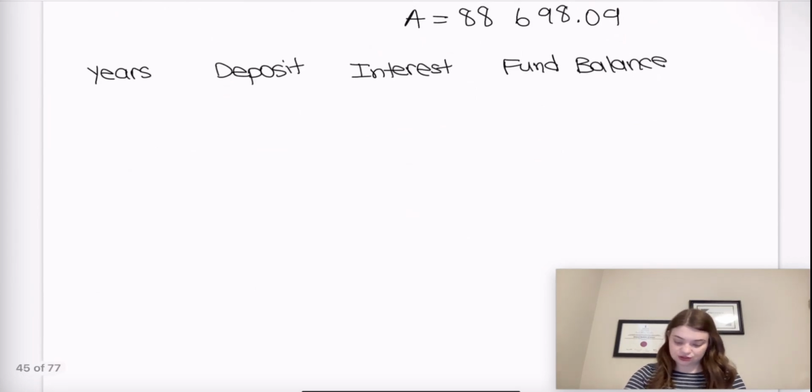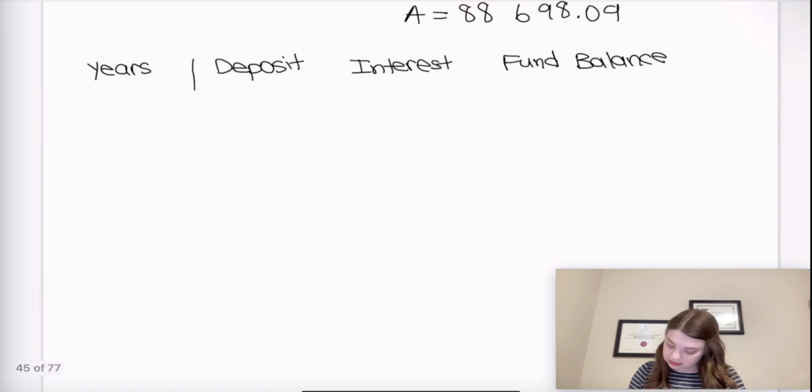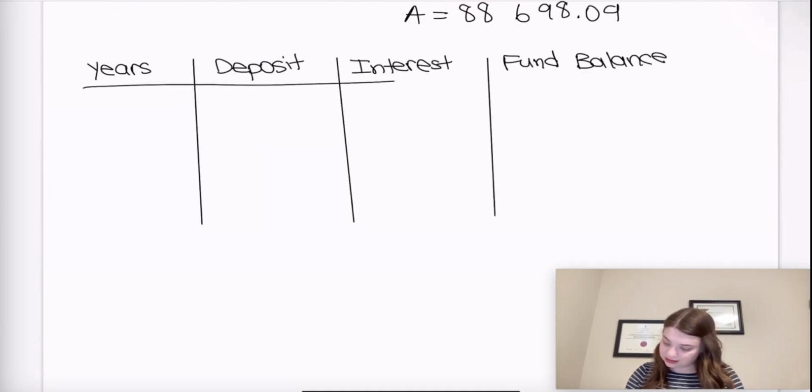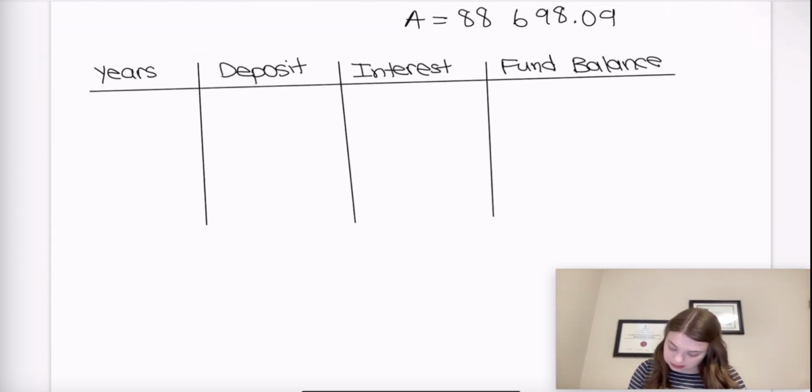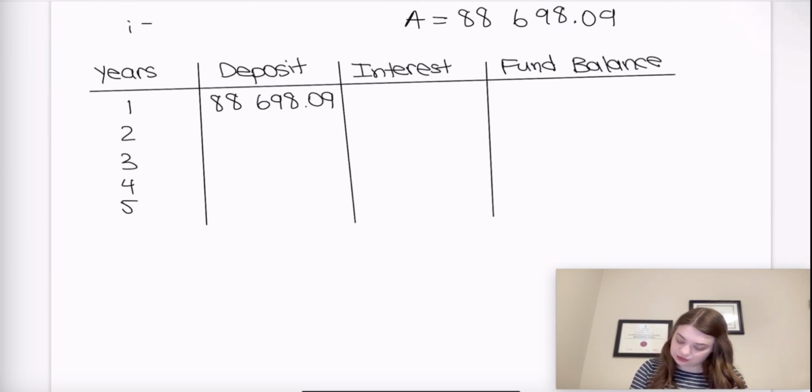Okay, so now I'm just going to draw some lines here, make this a decent table. All right, so next, for years, I'm going to write 1, 2, 3, 4, 5, because there's 5 years. And then the first deposit is $88,698.09. And keep in mind the interest rate per year is 6%.